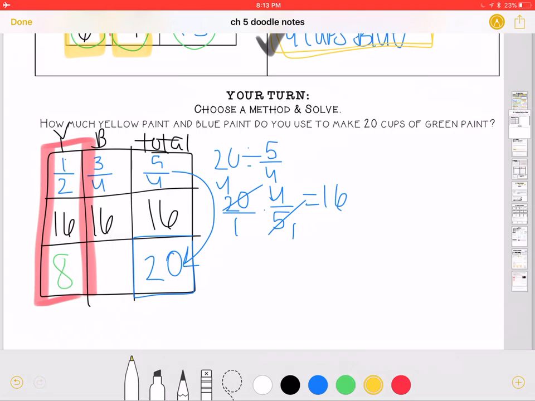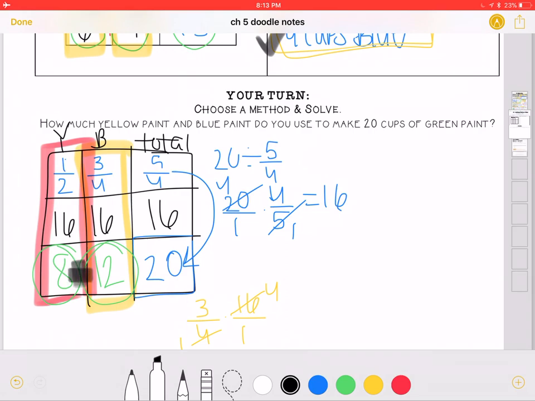3/4 times 16. You might have to actually do that off to the side, which is fine. Do your math. Be 16 over 1. Cross simplify. 4 times 3 is 12. So your answer, you would need 8 cups of yellow, 12 cups of blue. We know, or I can check myself, because 8 plus 12, does that equal 20? Yeah, so I know I'm good. So 8 yellow, 12 blue, that's our answer here.